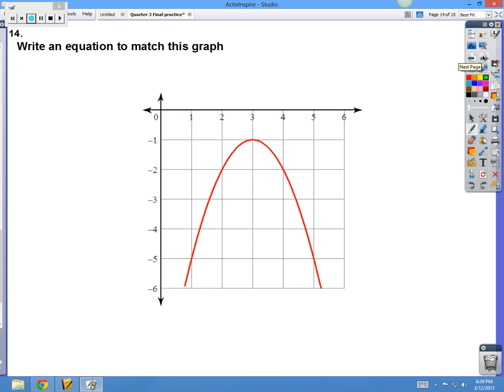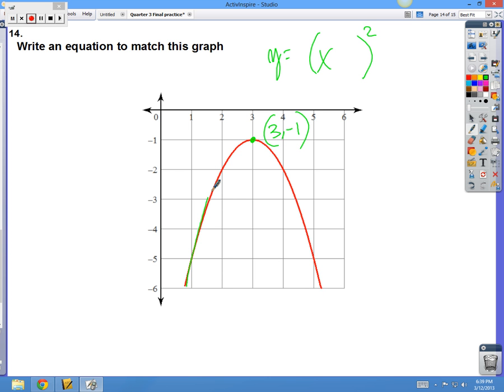Write an equation to match this graph. Okay, your vertex is what you want to find. Your vertex is right there, the center where it turns around and starts heading the other way. Your vertex, I went 3 to the right and down 1. So I went over 3 and down 1. And if I know the vertex, I can use vertex form. The vertex form is going to be y equals parentheses squared x right there. And here's my number 1 move.